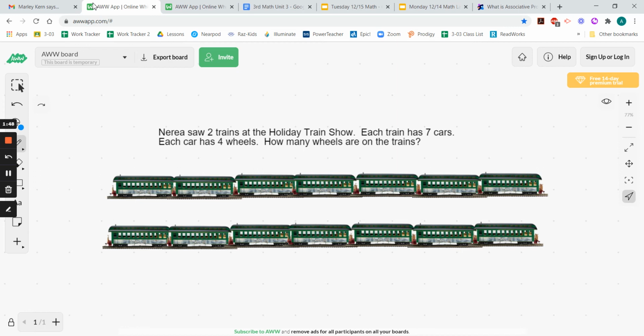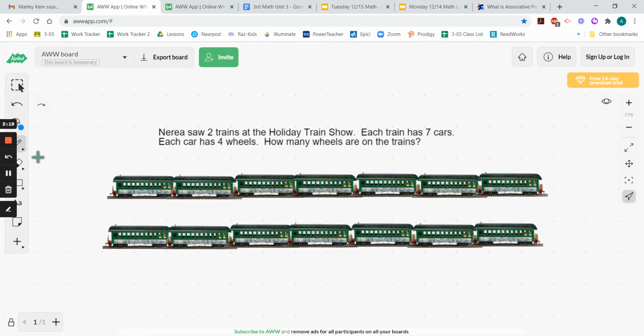Our problem is: Nerea saw 2 trains at the holiday train show. Each train has 7 cars. Each car has 4 wheels. How many wheels are on the trains? So I have a picture here to help me. I have 2 long trains. I see that each of them has 7 cars, and then each car has 4 wheels.